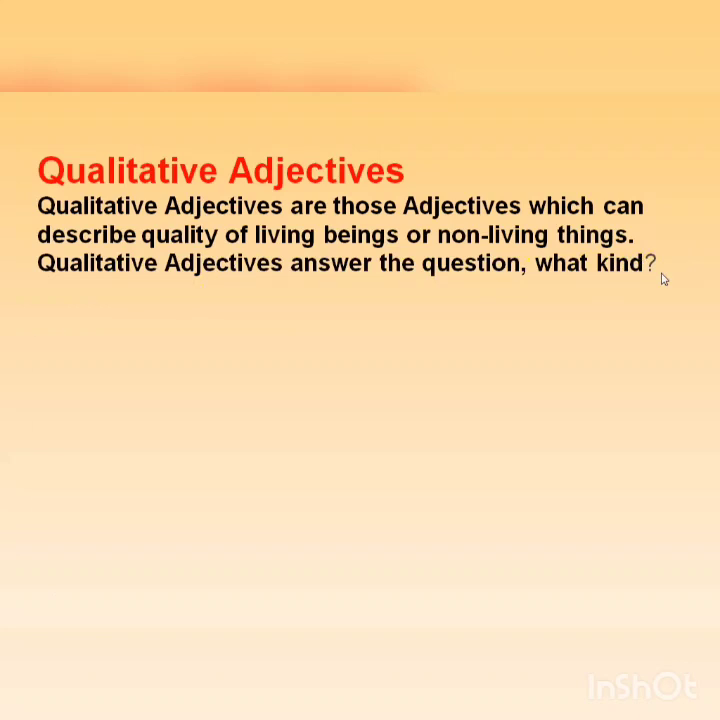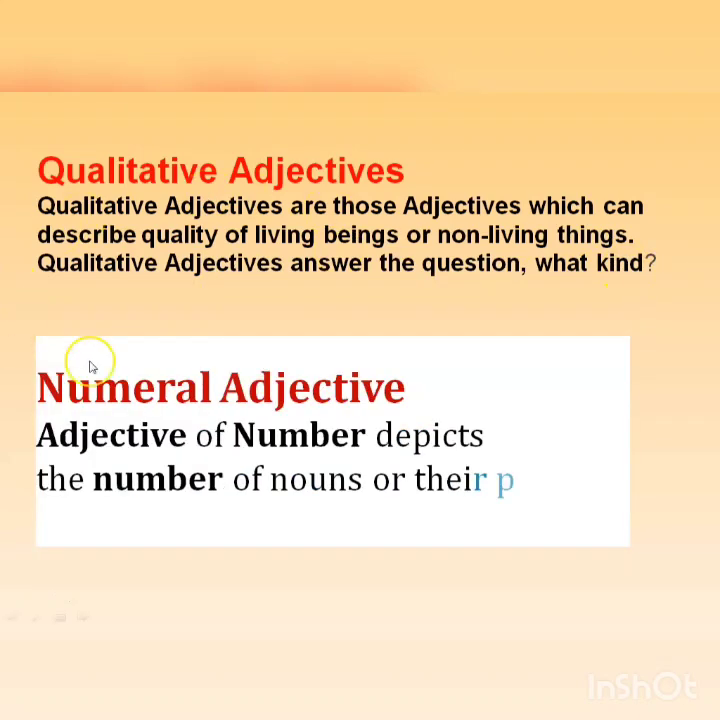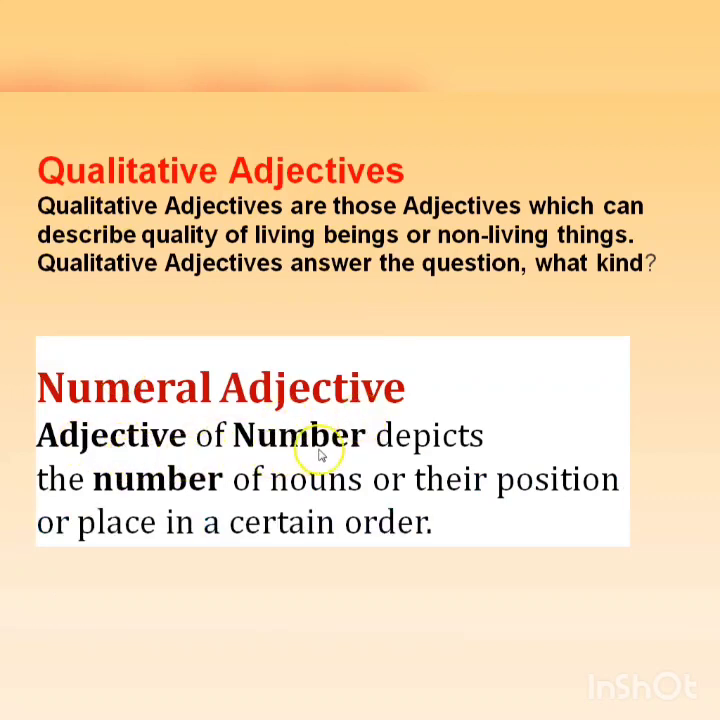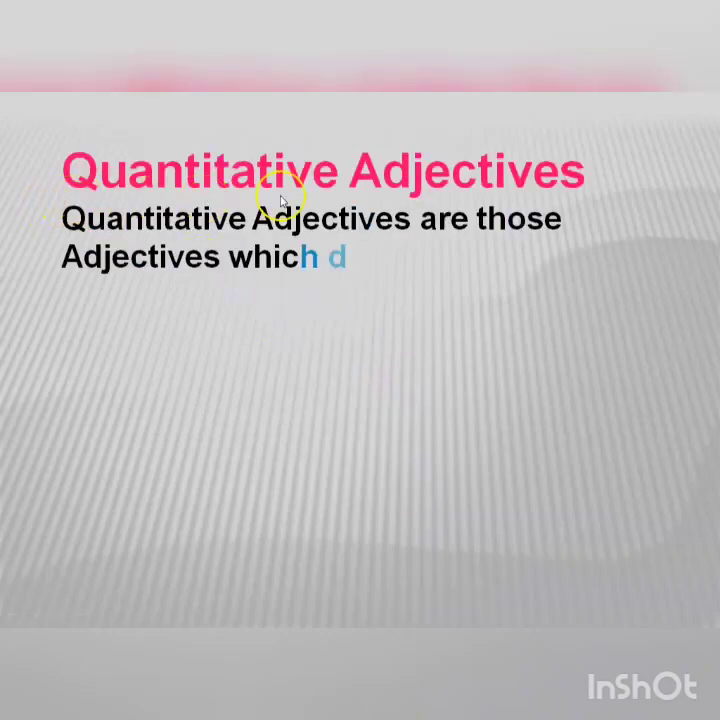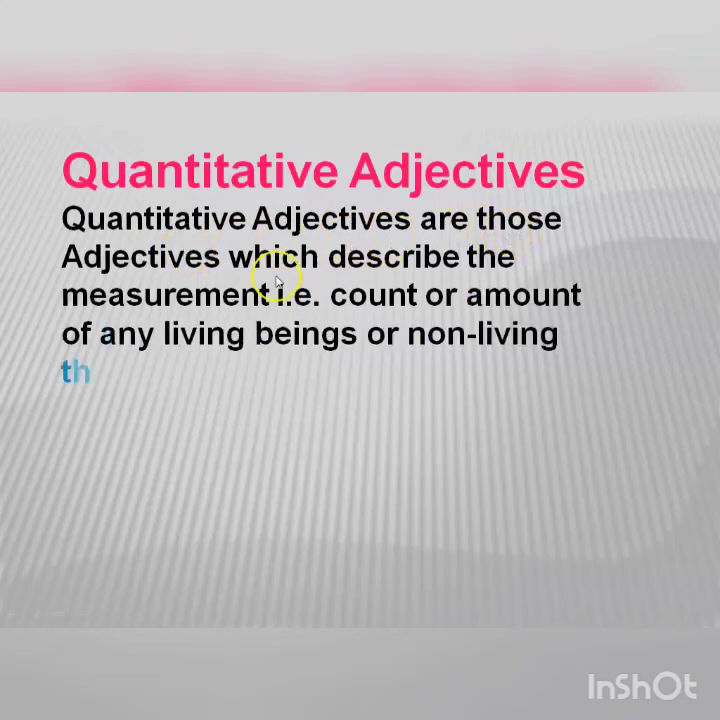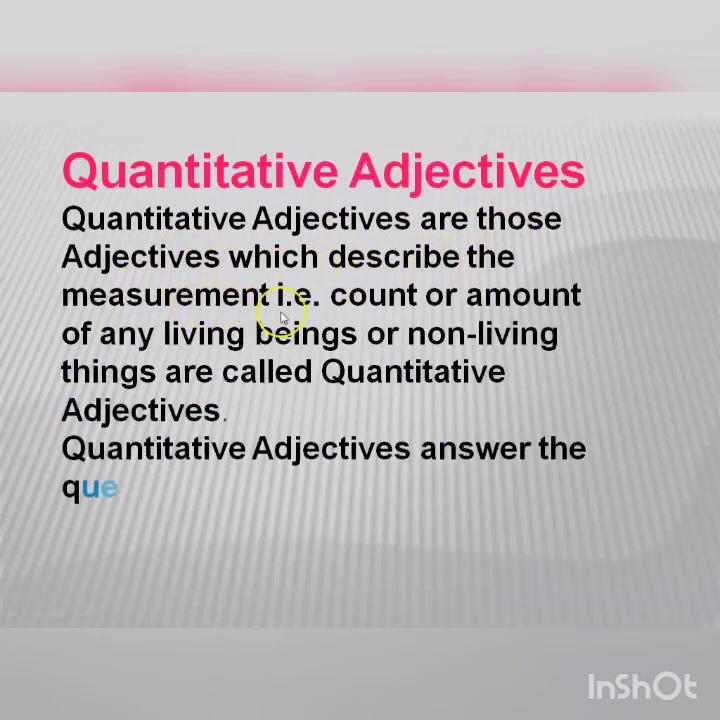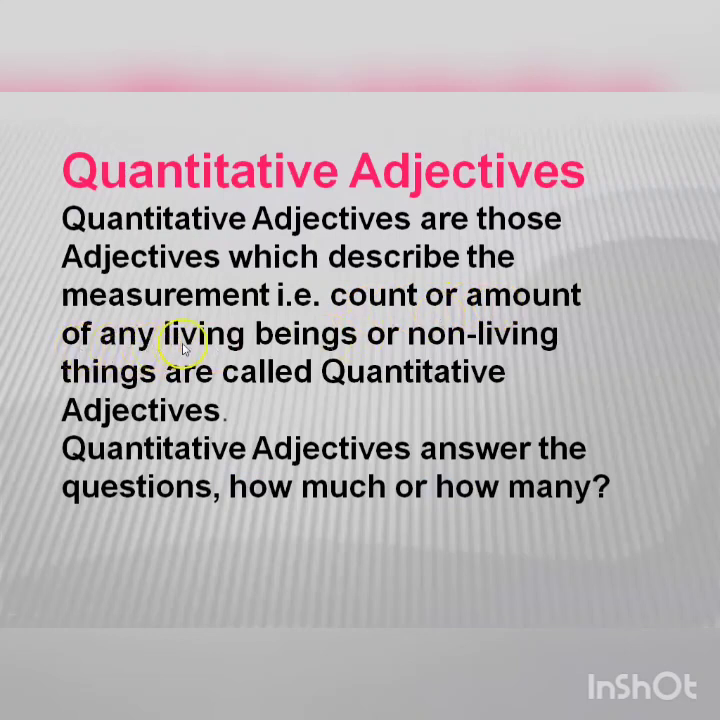Okay. The next one, numeral adjective. Adjective of number depicts the number of nouns or their position or place in a certain order. Here you find the numbers, either in cardinal or in ordinal, that depict the number of nouns or their position. Okay. And the third one, quantitative adjectives. Quantitative adjectives are those adjectives which describe the measurement, that is count or amount, of any living beings or non-living things. Quantitative adjectives answer the questions how much or how many.